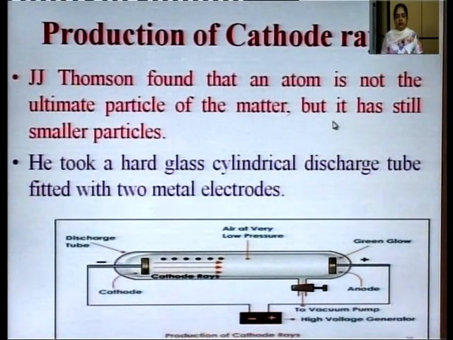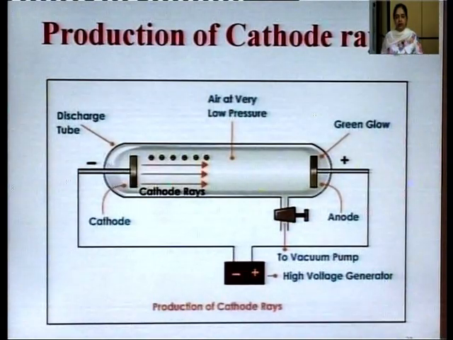Production of cathode rays. J.J. Thomson found that an atom is not the ultimate particle of matter, but it has still smaller particles. He took a hard glass cylindrical discharge tube fitted with two metal electrodes. One is the cathode and the other is the anode.